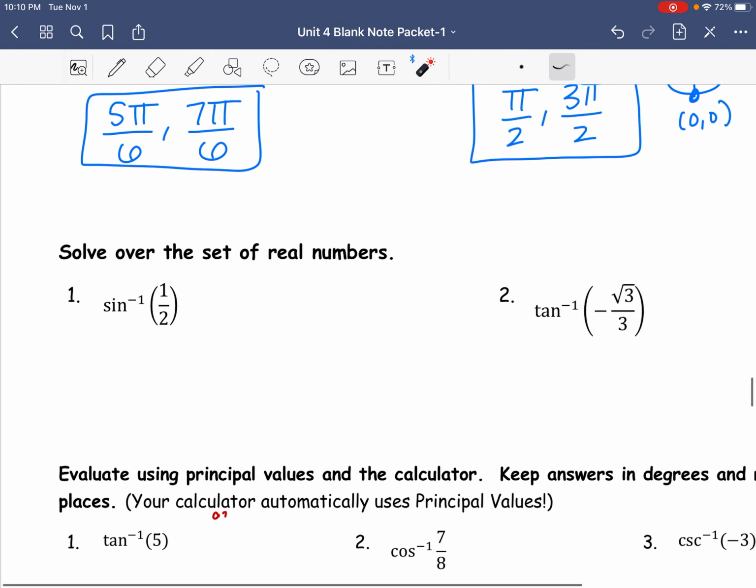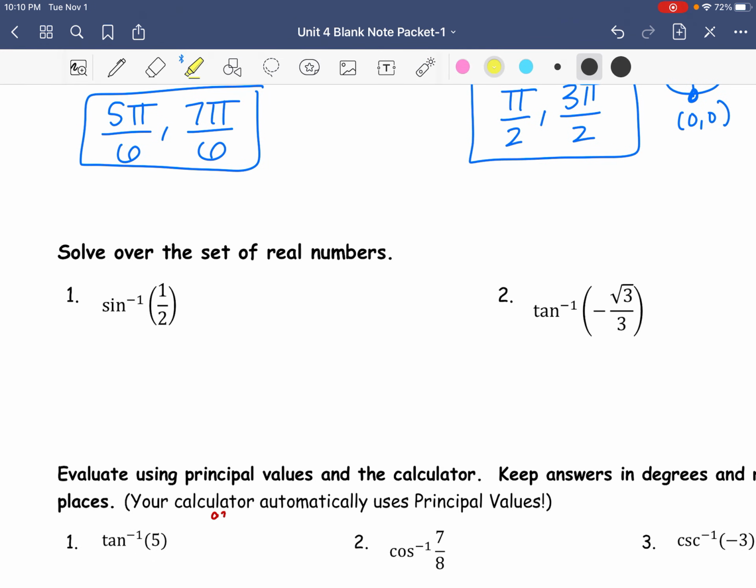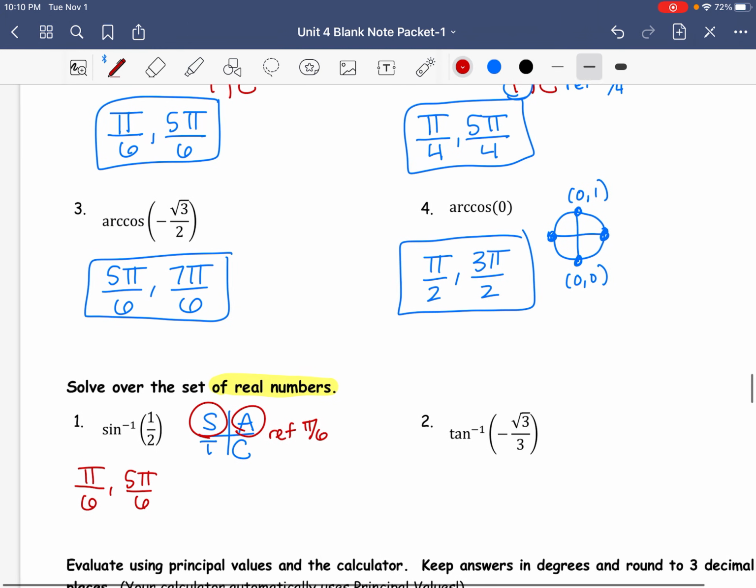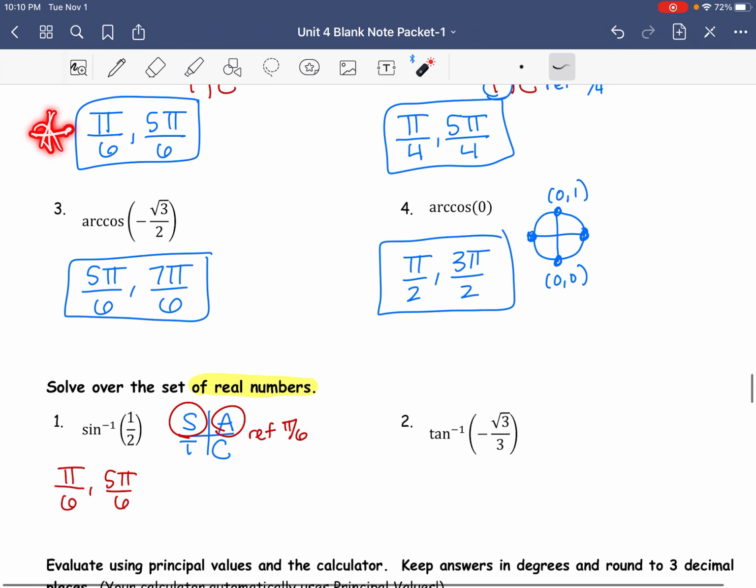Okay, the next couple questions have a different set of directions. It says solve over the set of real numbers. So that means they don't restrict us at all. I still am going to think about all students take calculus, just to think about what quadrants I should be in. Positive 1/2 is in quadrant 1 and 2. My reference is pi over 6. So I am going to get pi over 6 and 5 pi over 6, just like I got up here.